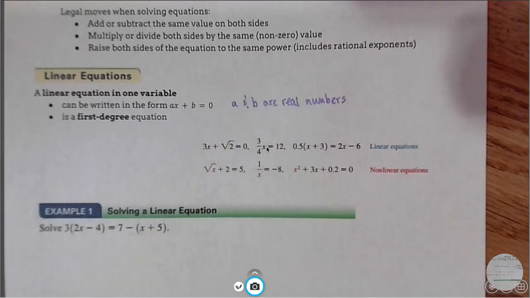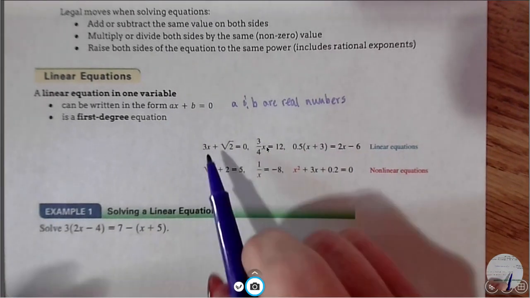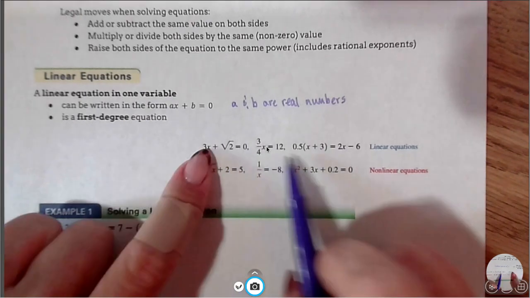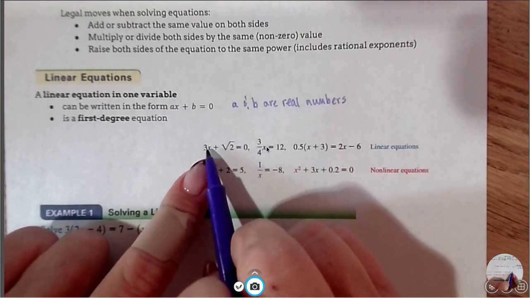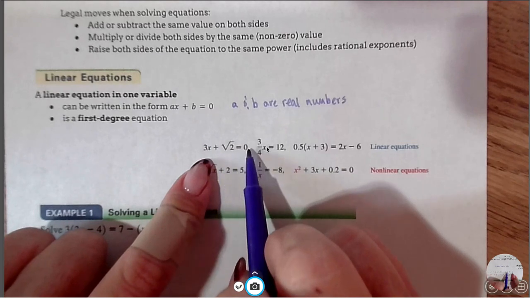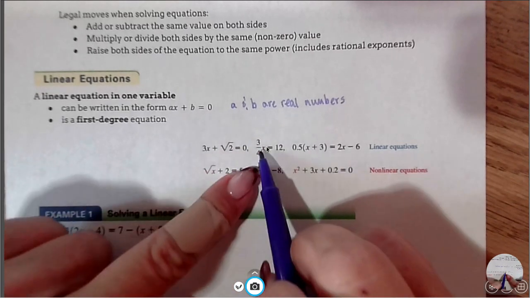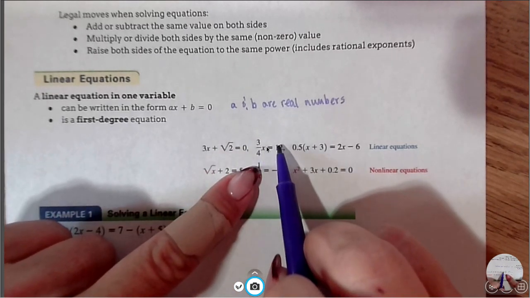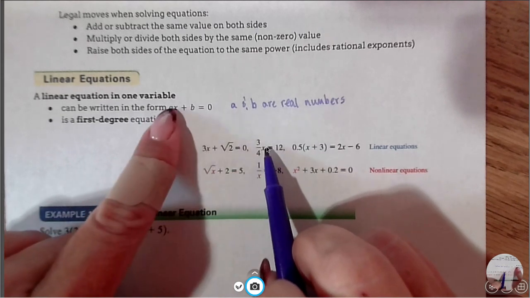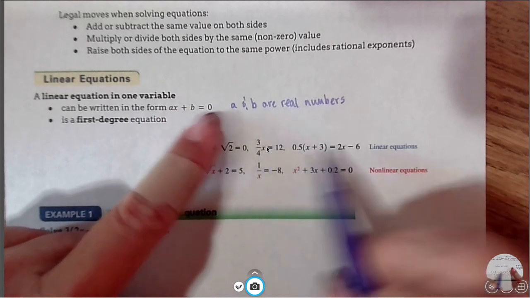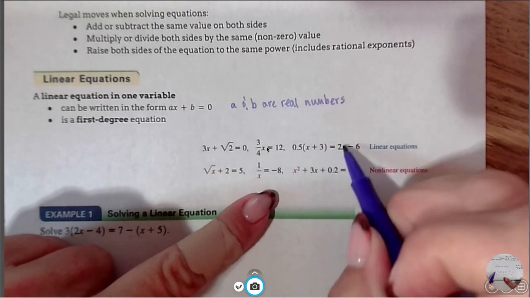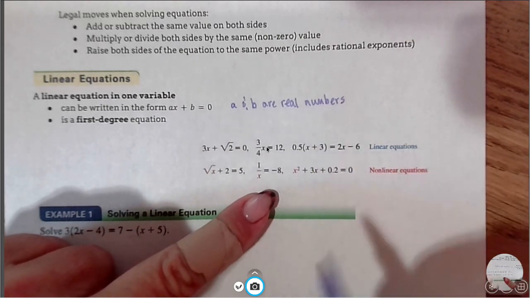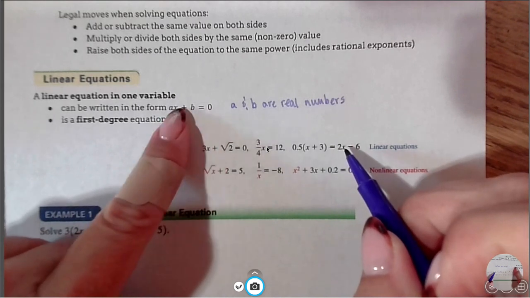So here are some examples of linear equations. Notice that they are all either in this form or can be written in that form. So ax plus b equals 0 is already like that. 3/4 x equals 12. If I subtract the 12 over, it would be 3/4 x minus 12 equals 0. So it's in that form. And then this one, if I distribute the 0.5 and then move all my terms to the same side, I can rearrange it into that form.